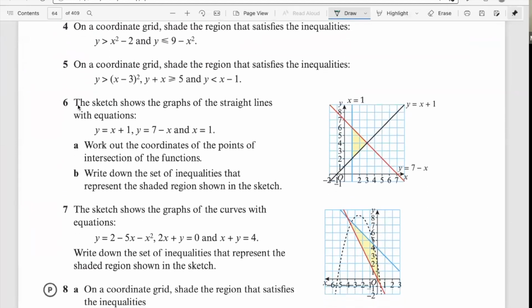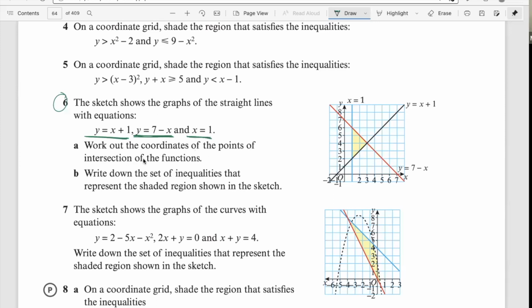Okay, let's see question number 6. It's already drawn. This sketch shows the graph of the straight lines with equations. So y equals x plus 1. I know that the gradient is 1 and the y-intercept is 1, so it is clearly the black line. Then y equals 7 minus x. The gradient is negative, the y-intercept is positive 7. It is clearly the red line. And the third line, x equals 1, is the vertical line drawn in blue.